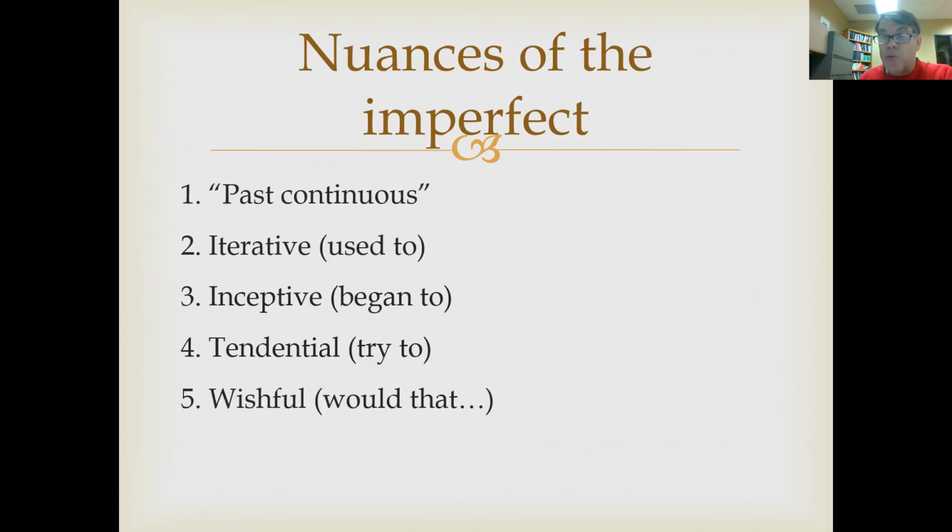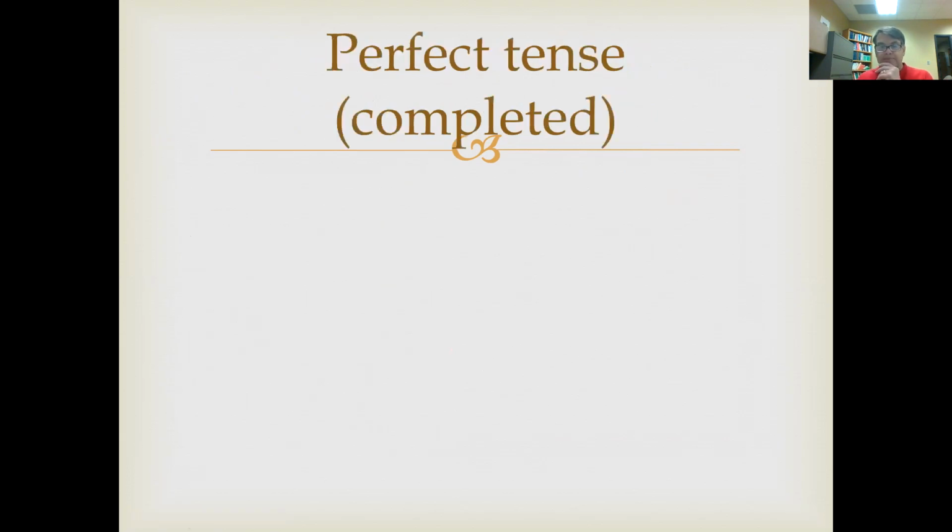And then there's the wishful. Would that my words were written in a book. Would that my words were being written. That could be an imperfect tense as well. So these are some of the nuances that an imperfect translation can have, and you have to kind of feel it, and it'll pop. Okay, now let me go on with the perfect tense.